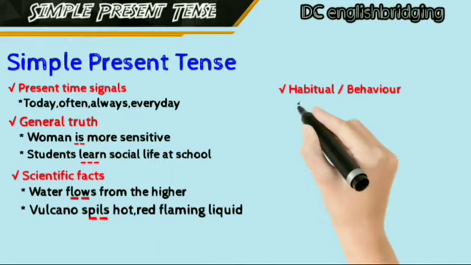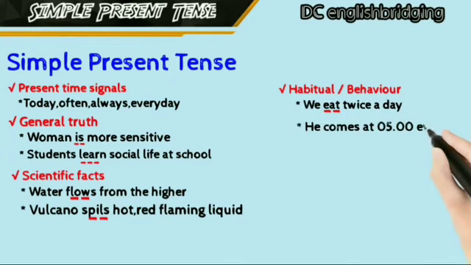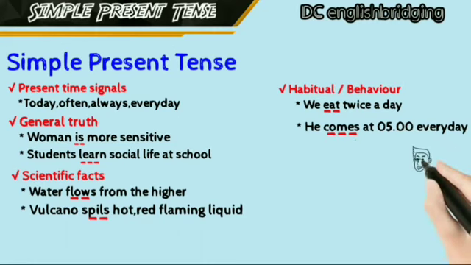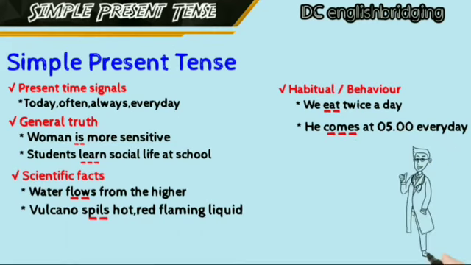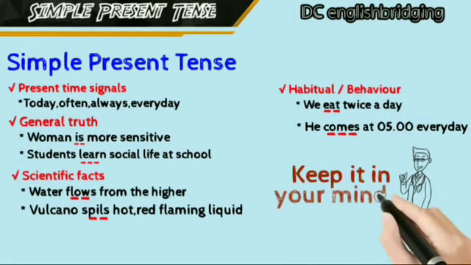And the third is that simple present tense is always used for habitual or behavior. For example, we eat twice a day. Of course, we eat twice a day. It is our behavior or our habit. Then, he comes at 5 every day. So we signal every day. It is like a simple present time signal, and come should be in the present form. So you have to remember this. Keep it in mind. Okay?